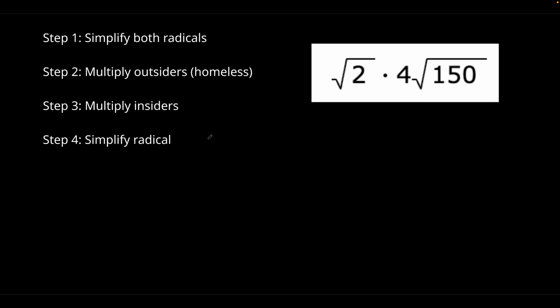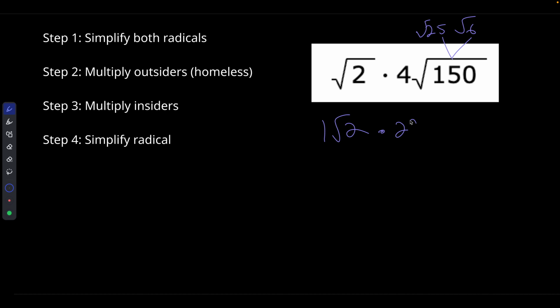For this problem, same steps. If we don't see a number in front of the radical, there's an understood 1. For 150, it can split into 25 and 6. So now we have not a 4 anymore. We have 20 square root of 6.